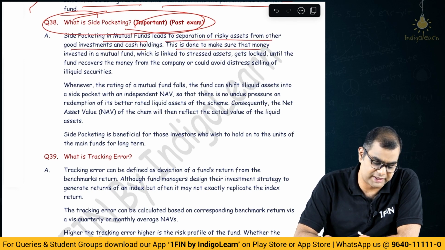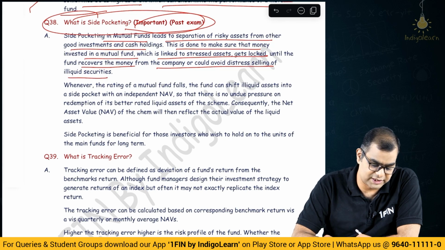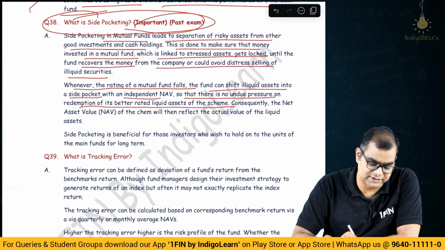This is done to make sure that the money invested in a mutual fund which is linked to a stressed asset gets locked until the fund recovers the money from the company, or to avoid distress selling of illiquid securities. Whenever the rating of a mutual fund falls, the fund can shift illiquid assets into a side pocket with an independent NAV so that there is no undue pressure on the redemption of its better rated liquid assets of the scheme. Consequently, the net asset value of the scheme will reflect the actual value of the liquid assets.